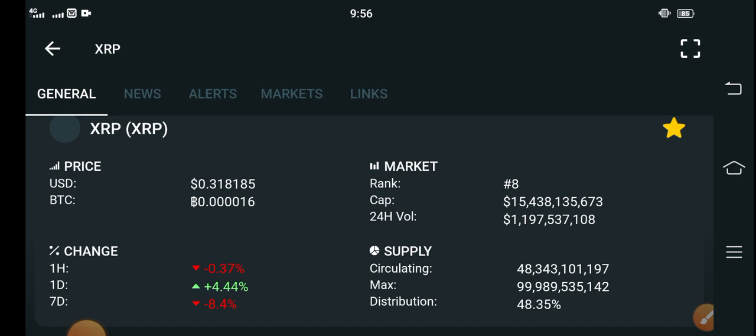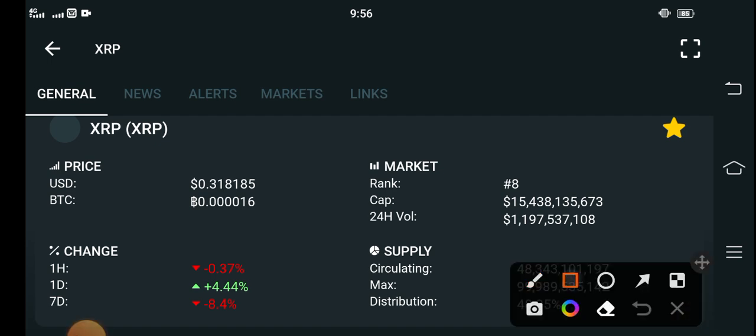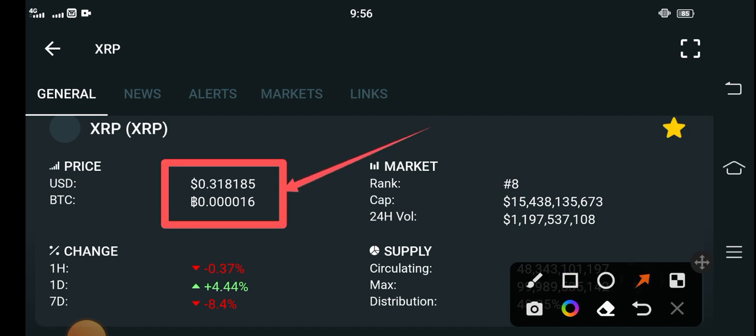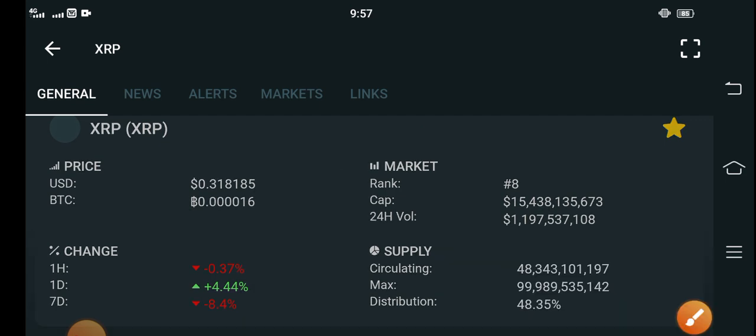First of all, if we look at the current price of XRP coin, it is 0.318185 US dollars, that is the latest price of XRP in the market. And as I told you guys, only the last 60 minutes' change is negative, 0.37%, and the last one day change is positive 4.44%. So the changes are going good, and I'm very happy to see these changes.